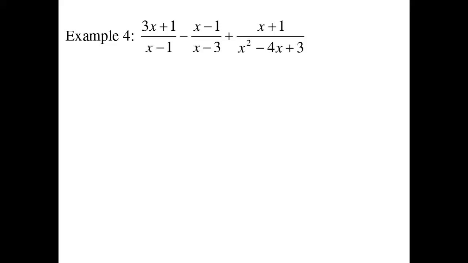So step 1, no different. We have to factor everything. Good news is 2 of the 3 are already factored. X minus 1 and x minus 3 are done. The third one, however, is a trinomial. So I'm going to start by using the x games and the trinomial technique.